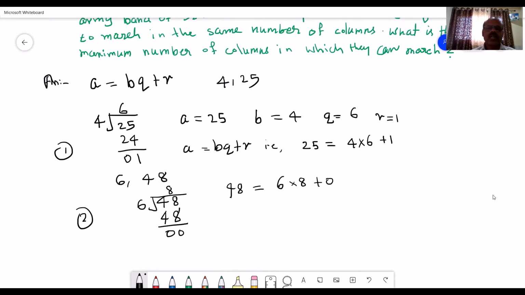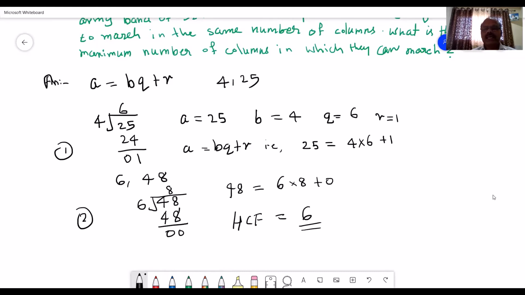If and only if you get the remainder as 0, then only can we find the HCF. Here, in the case of 48, the HCF is equal to 6. It means the last divisor that comes will be the HCF.